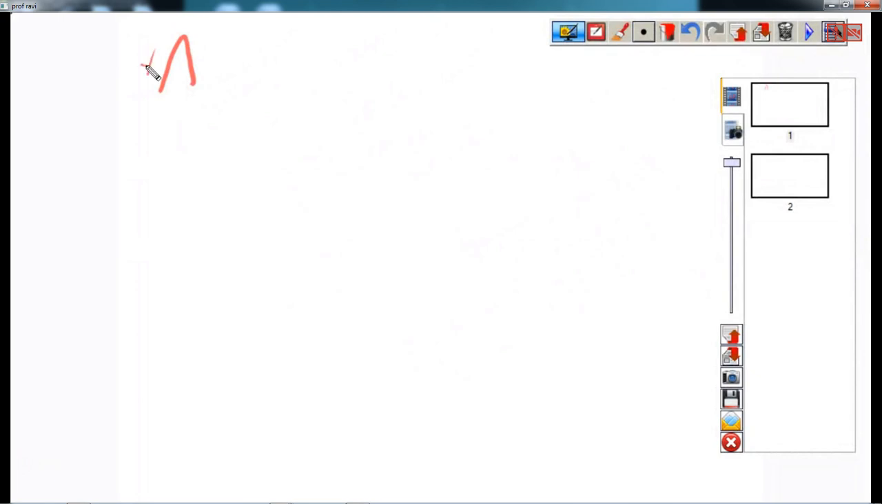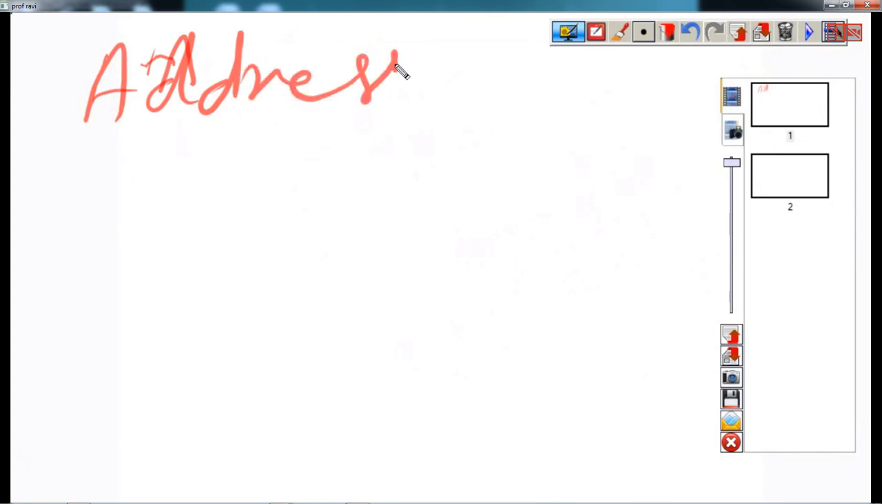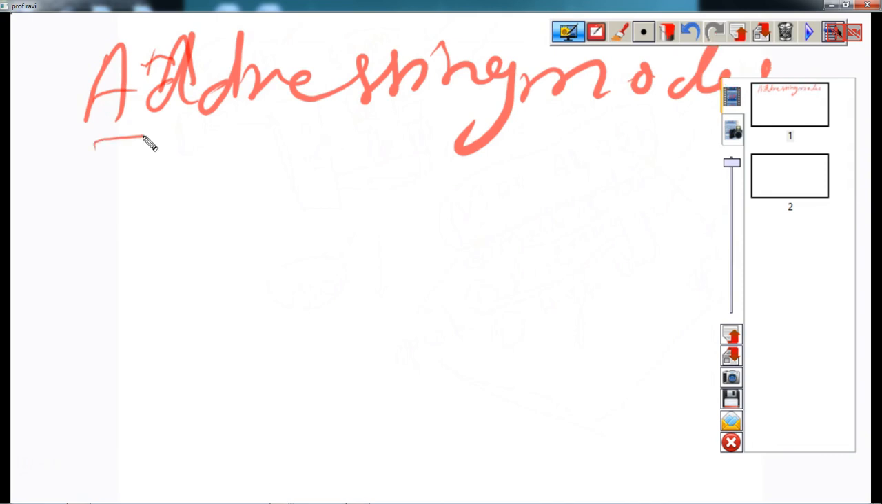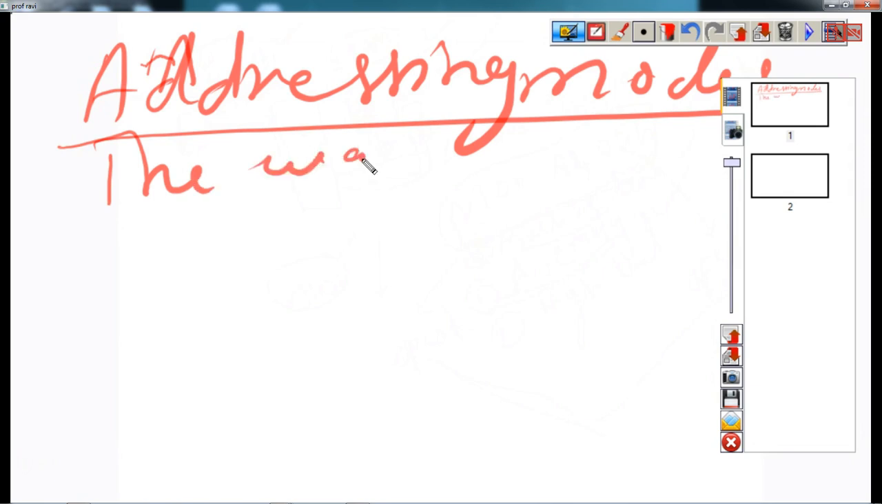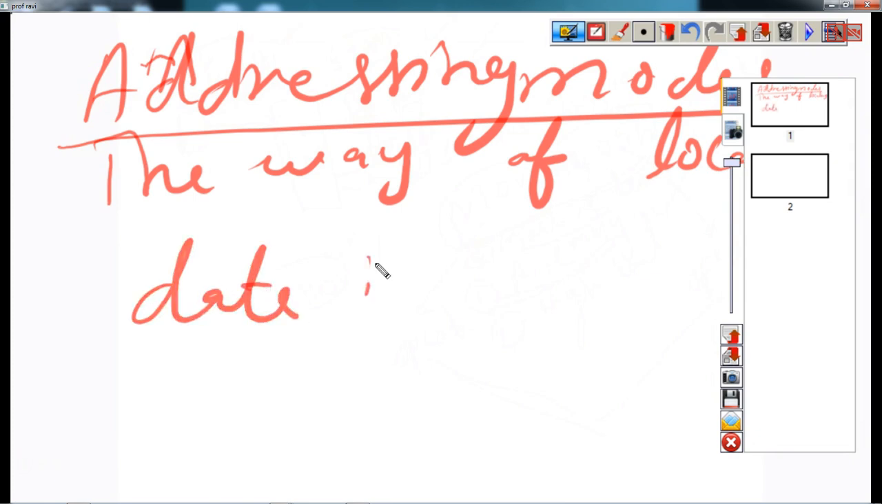Let us try to see the addressing modes. What is this addressing mode? The way of locating data in the instruction. Right? So how to do that? Now let us try to see. So we are going slowly.